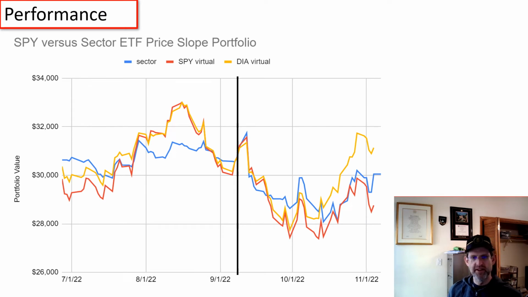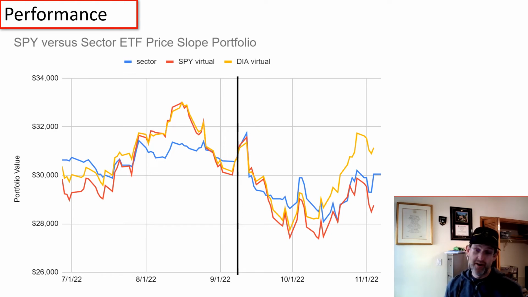Okay, so here's the performance. We have about 2 months of performance on the modified method. That vertical black line goes back to September 7th, I believe, which is the day I started trading the new method. So I normalized. I've got two comparison accounts. I compare it against a virtual SPY account and a virtual DIA, which is the Dow Jones Industrial Average ETF. On September 7th, all three accounts had the same amount of money in them, about $30,500.